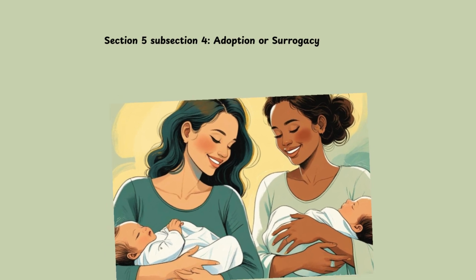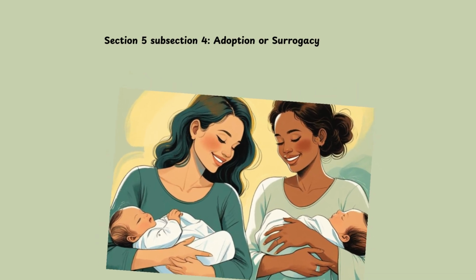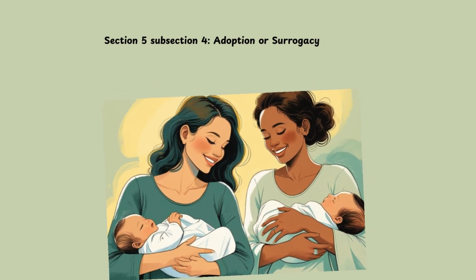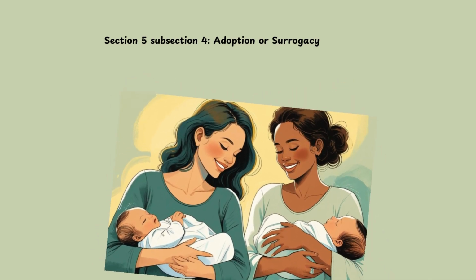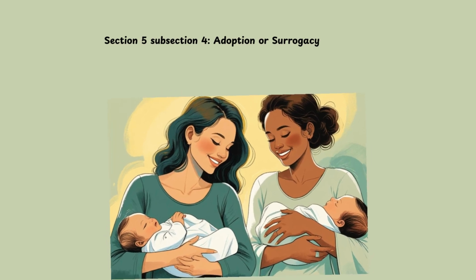Section 5, subsection 4 provides benefits for adoption or surrogacy. It says, if a woman who legally adopts a child under 3 months old, or a commissioning mother in surrogacy, she is entitled to 12 weeks of maternity leave from the date the child is handed over to her.